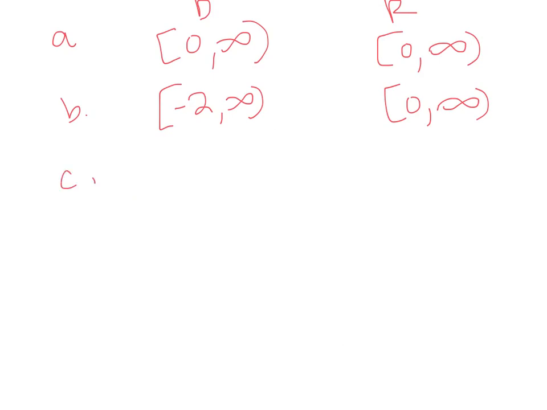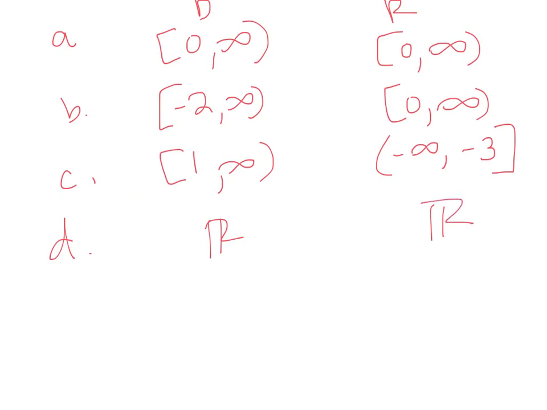Part C, this one's a little hard because there's a lot going on here. So the domain is going to go from 1 to infinity because it's shifted 1 to the right. The range is going to go -infinity to -3, and that's because it's flipped over. So it's actually facing down, and it's moved 3 units down, so it's going to stop at -3. D is all real numbers and all real numbers. So any cube root graph is going to have a domain and a range of all real numbers. So E is going to be the exact same thing.